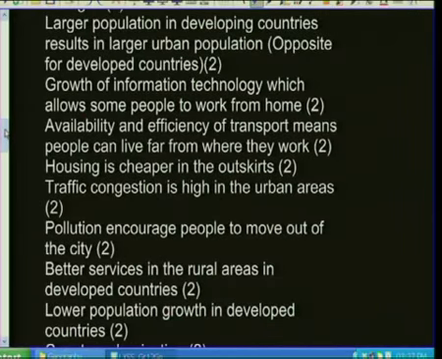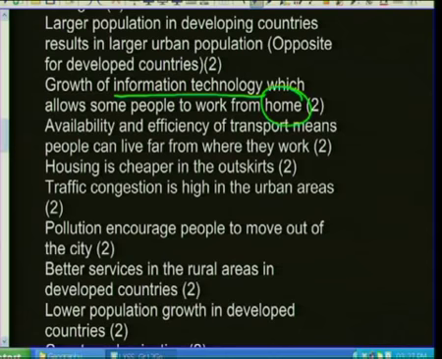Further on, the growth of information technology, your computers, the internet, etc. The fact that you can now work from home wirelessly means that you don't have to stay in the city at all. You can work wherever you like in the world, but particularly outside the city at the home of your choice. Also, the availability and efficiency of transport means that people can live far away from where they work, but because the transport is so good at getting them into work and out again on time, they don't have to live inside the cities itself.